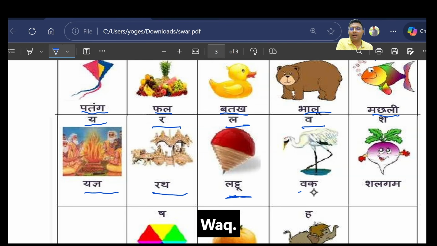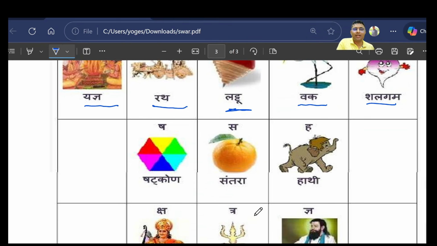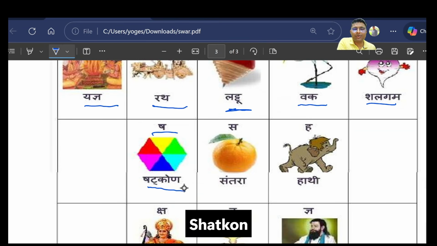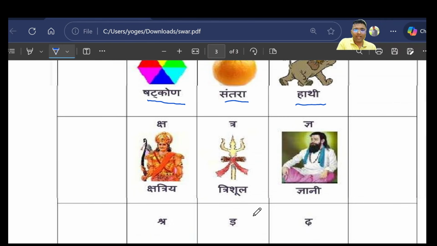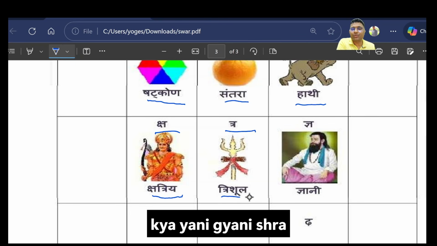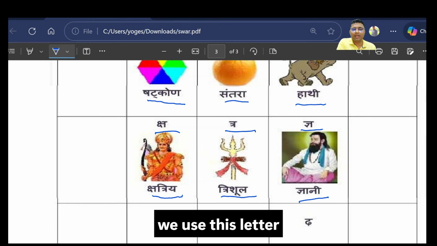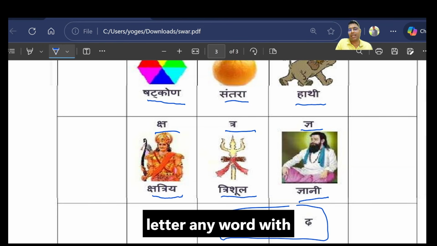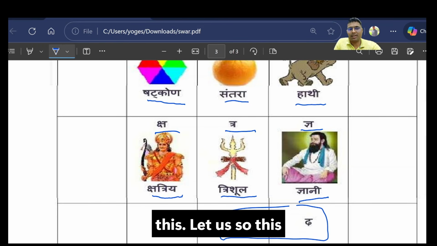व वक. श शलगम. श षटकोण. स संतरा. ह हाथी. क्ष क्षत्रिय. त्र त्रिशूल. ज्ञानी. श्र श्रमिक. Okay, and this letter we again use in between words. We don't start any word with these letters.